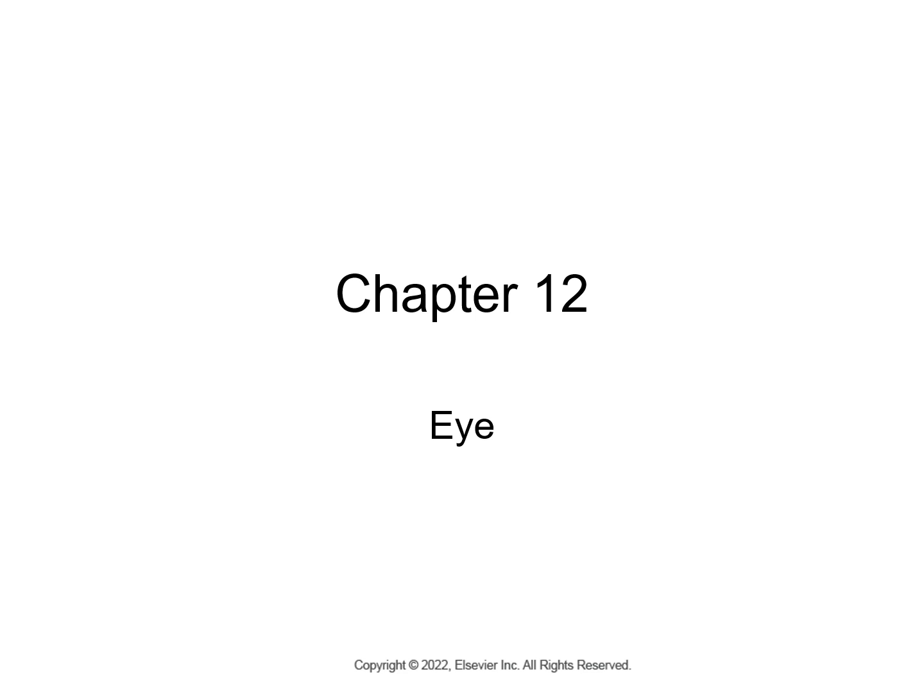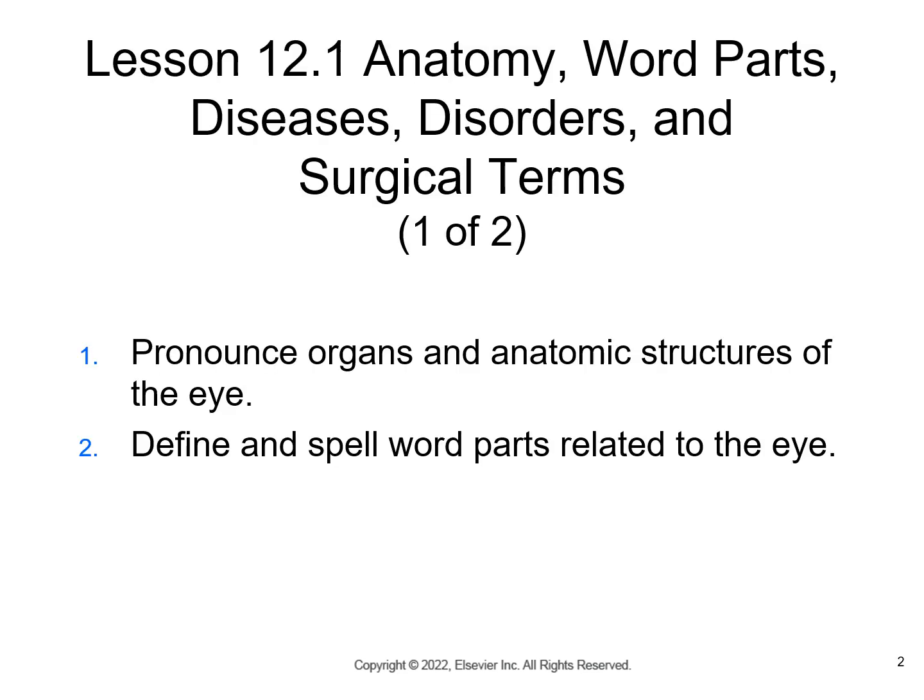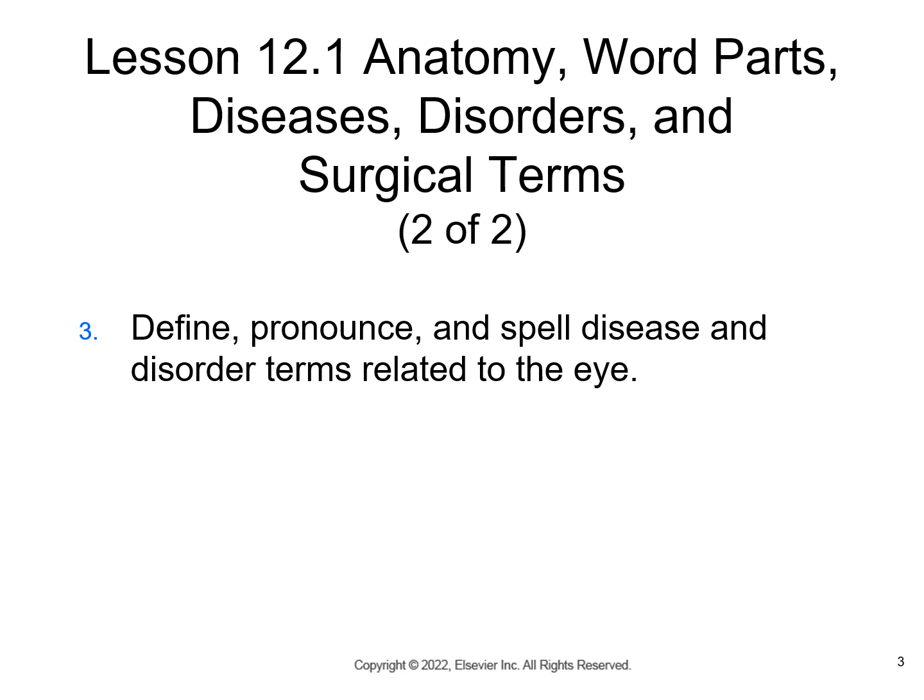Chapter 12, Eye. As with previous chapters, in Chapter 12, we're going to look at pronunciation of organs and anatomical structures, and we're going to define and spell word parts related to the eye. And we're also going to look at some terms that are related to disease and disorder.